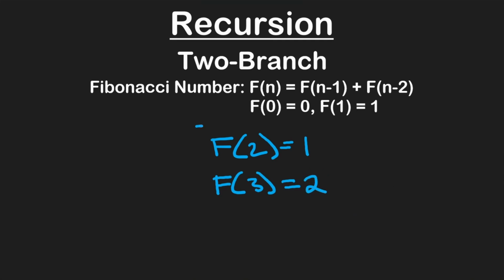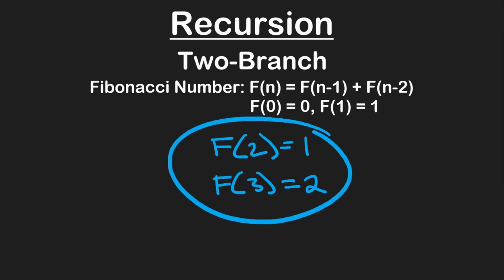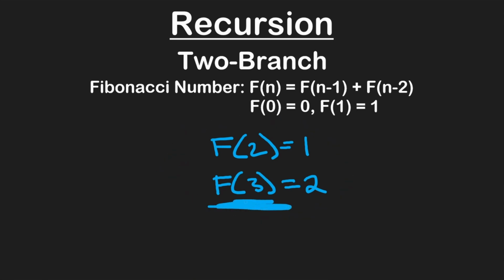Now, the way I'm calculating it right now is very straightforward. I'm pretty much looping through these, and we could go as high as we want. We could now calculate the fourth, the fifth, the sixth Fibonacci number. But this is not recursion. The recursive solution for this problem is actually less efficient, but I still want to show it to you because it illustrates for us two-branch recursion.